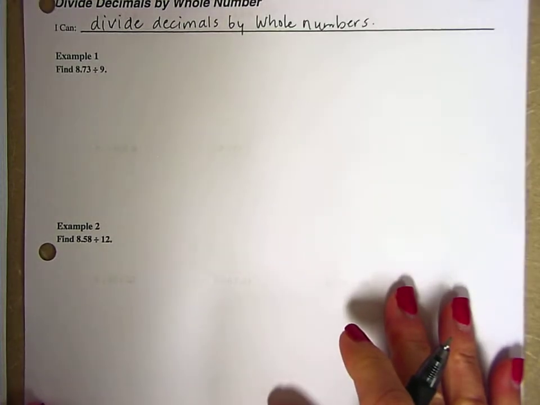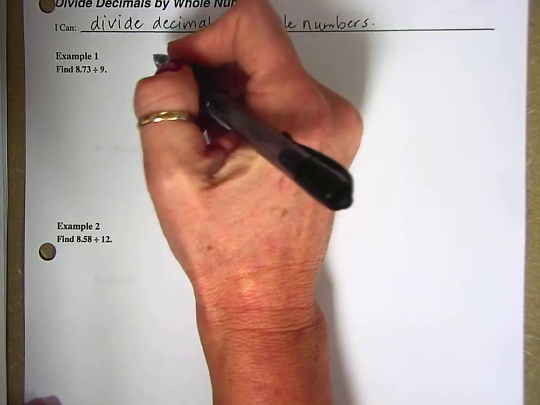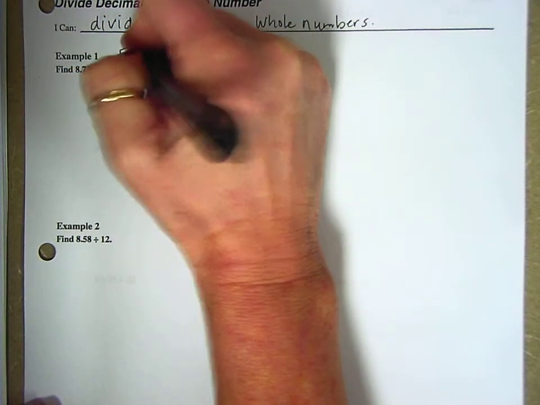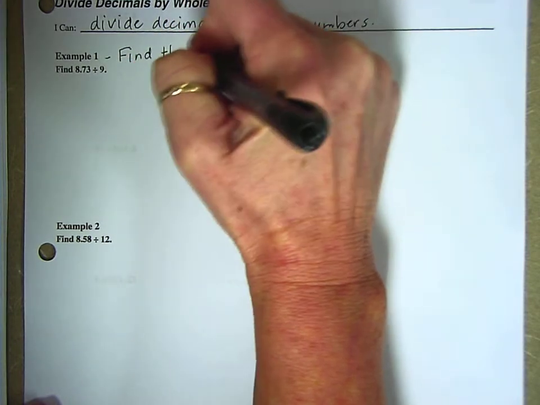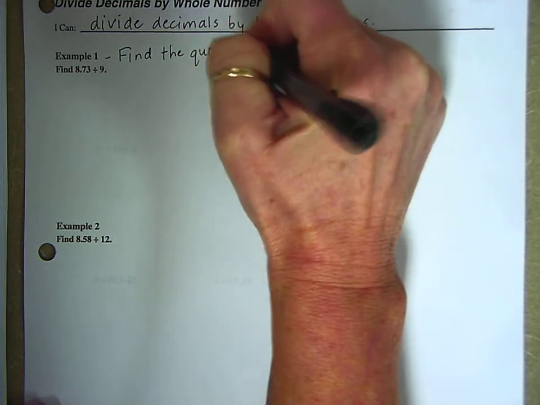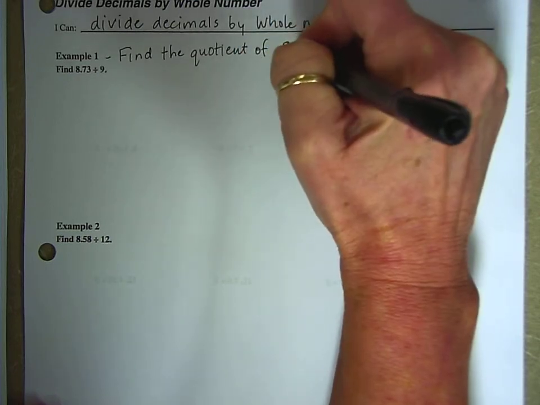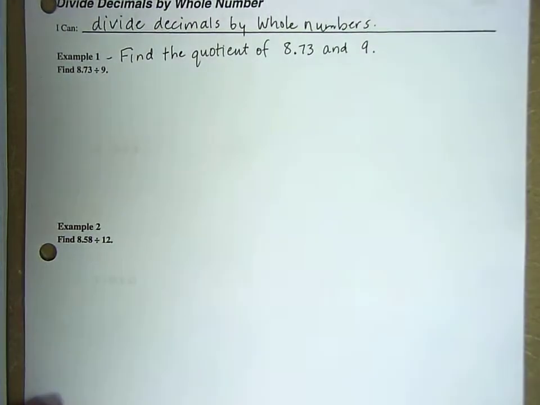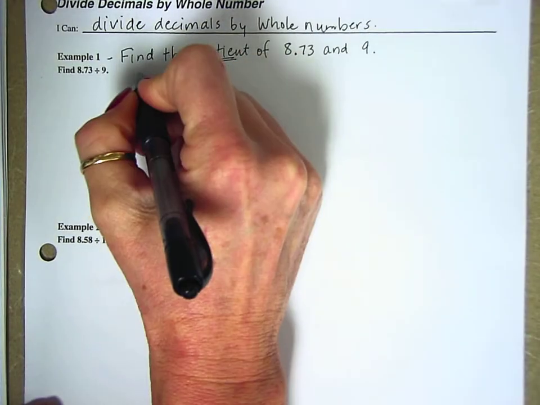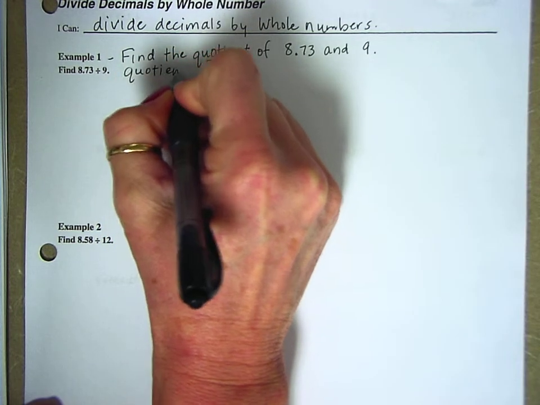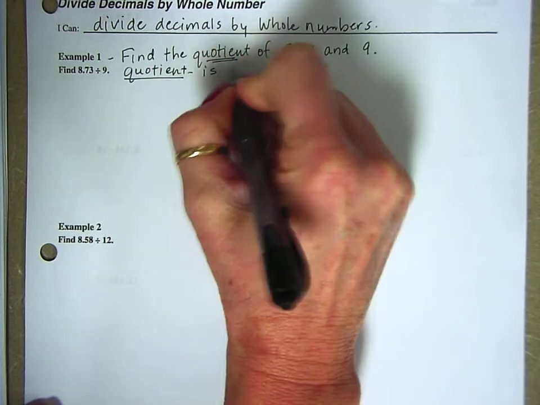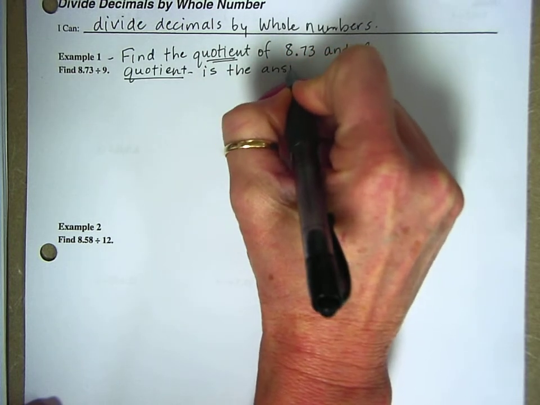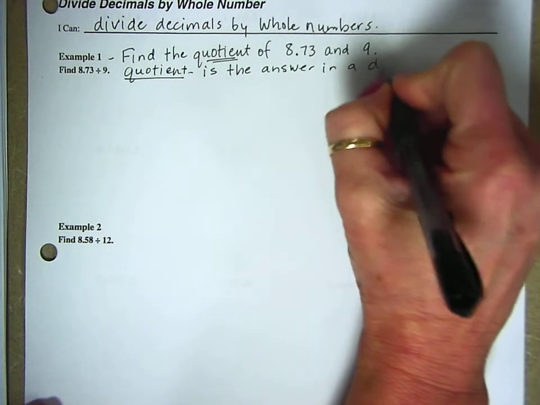Okay, example number 1, it reads, find 8 and 73/100 divided by 9. Okay, so first of all, another way you could say this is find the quotient of 8 and 73/100 and 9. Remember that the word quotient is the answer in a division problem.